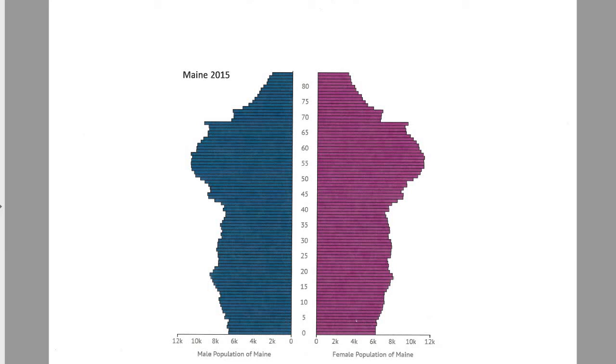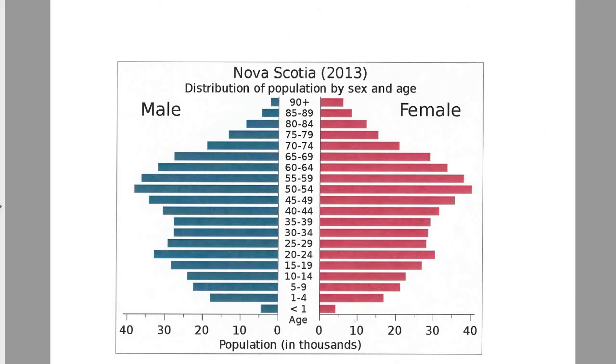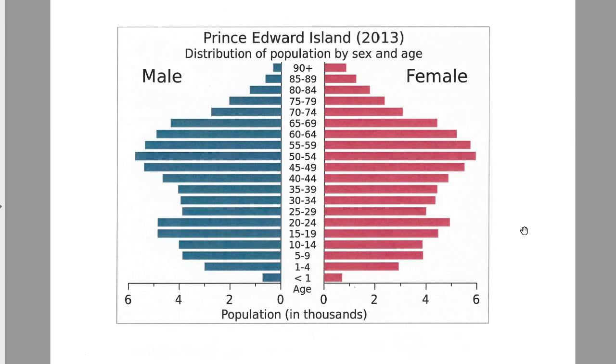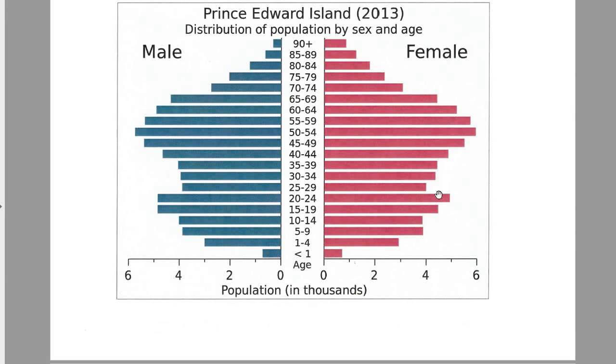If we take a look at some of the Atlantic provinces then, we can see the same kind of pattern in Nova Scotia, a declining population, very few children being born. Most of the people in the population, the largest cohort, are in their mid-40s to mid-60s. Same kind of thing going on in Prince Edward Island. Here you even see a real dent of people in their late 20s, early 30s.